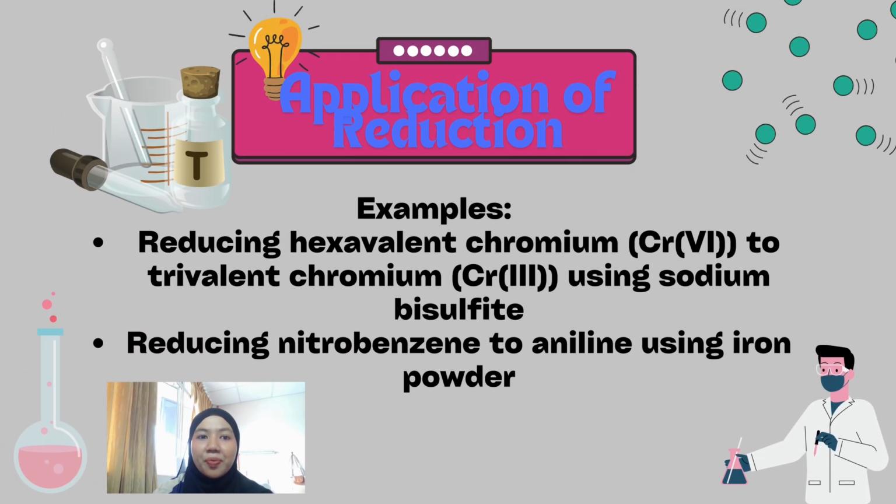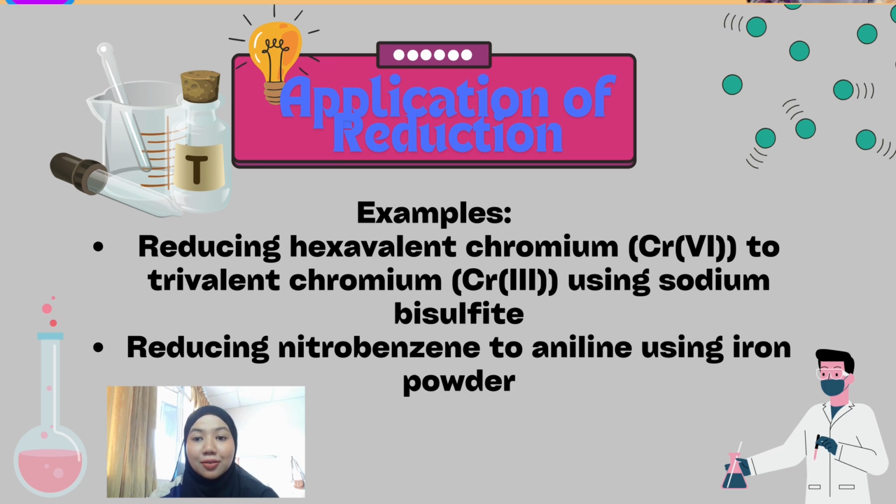Reduction has several practical applications. For example, reducing hexavalent chromium to trivalent chromium using sodium bisulfite is a common practice in industrial wastewater treatment. Another is the reduction of nitrobenzene to aniline using iron powder. These processes help in reducing the toxicity and mobility of hazardous waste, making it safer for handling and disposal.